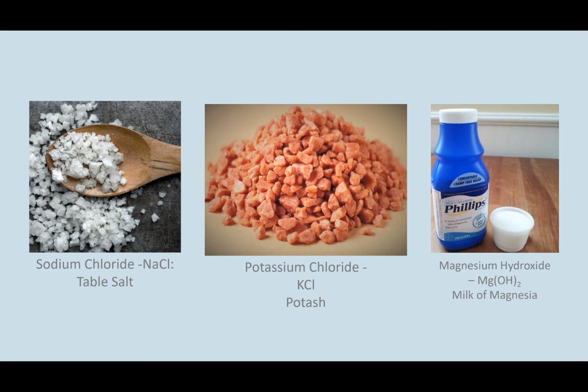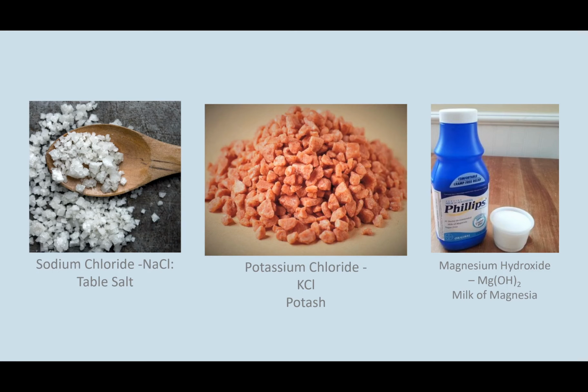So these are some examples of ionic compounds. Sodium chloride, so we have a metal and a nonmetal, which is your basic table salt. Potassium chloride, again a metal and a nonmetal, and they form potash, which is a fertilizer. And then we have magnesium and hydroxide, which forms to make milk of magnesia, which is an antacid that you would drink to kind of cure stomach acid or acid reflux, stuff like that.